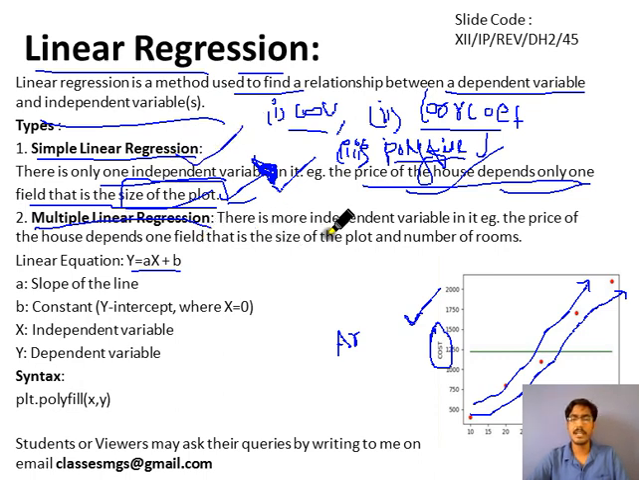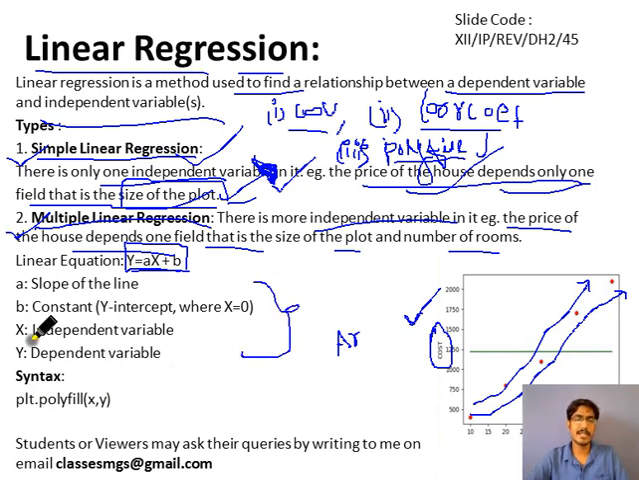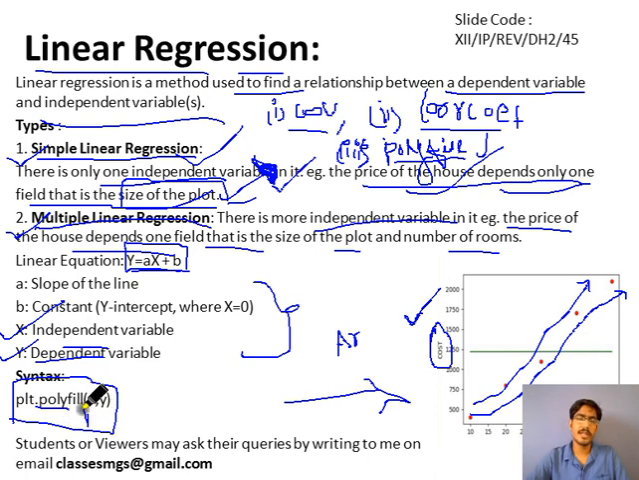And multiple linear regression, if there are more independent variables in it and the price of the house depends on one field, that is the size of the plot, and the number of rooms, then such kind of regression is known as multiple linear regression. And you can show the linear regression via this polynomial y equals ax plus b. That is mathematical, you need not remember this, where x and y are the independent and dependent variables respectively. Okay, and you can use this syntax to plot or draw the linear regression using Python. Polyfit, then you will pass the two variables, independent and dependent, in the parameters. So this is how you can calculate the linear regression.